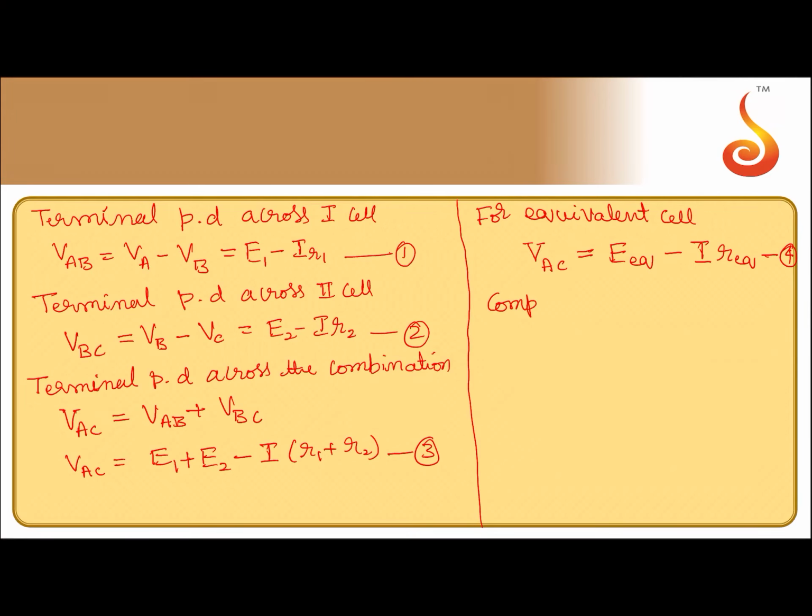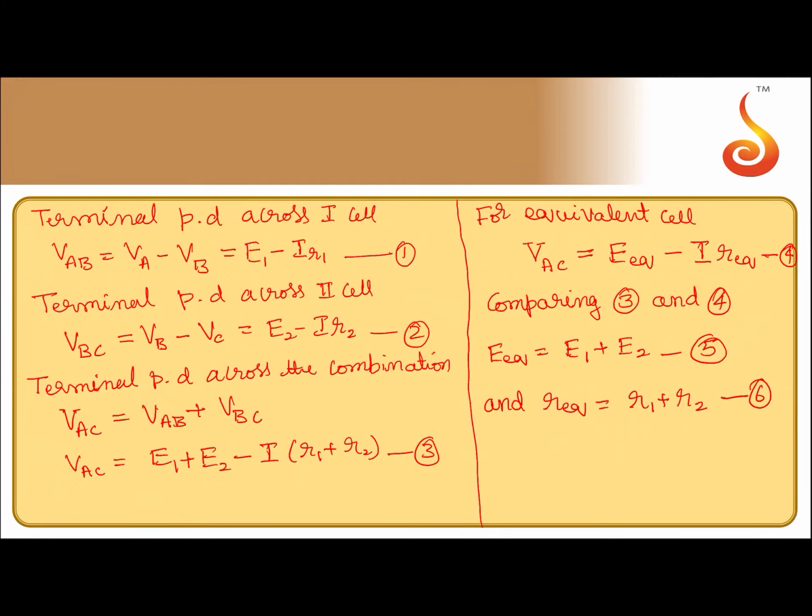Now comparing 3 and 4, what do we get? E equivalent is equal to E1 plus E2, call it as equation 5, and R equivalent is equal to R1 plus R2.